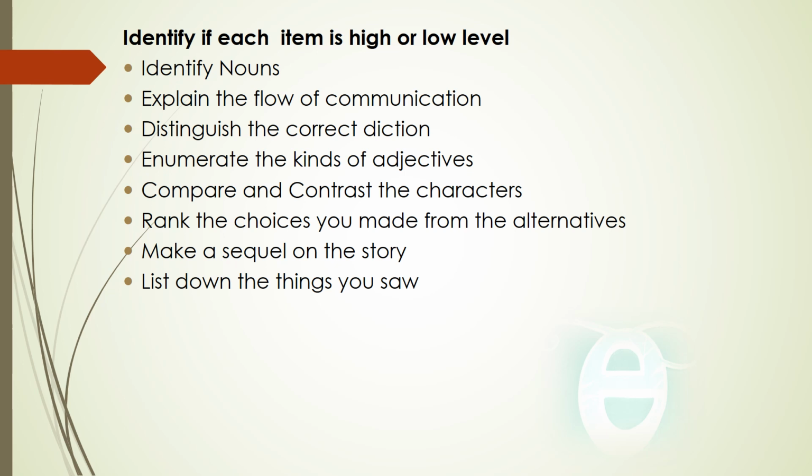Okay, so let us try to answer. Identify nouns is under knowledge. That's the low level thinking skill. Explain is high level, specifically analysis. Distinguish is also considered in the analysis level, so that is high level thinking skills. Enumerate is low level thinking skills, and that is also under knowledge.